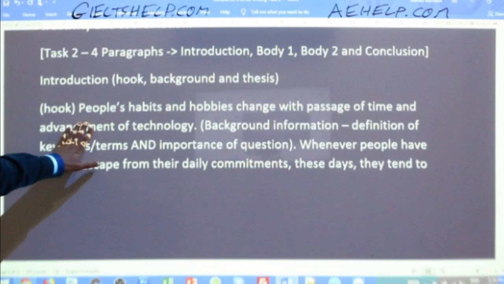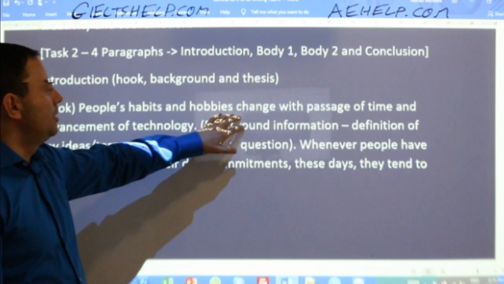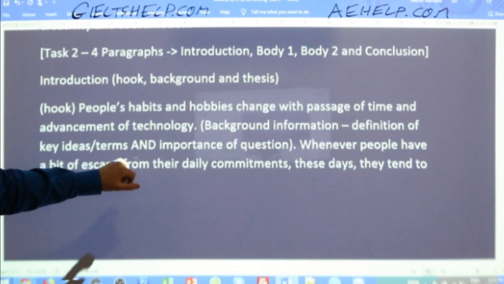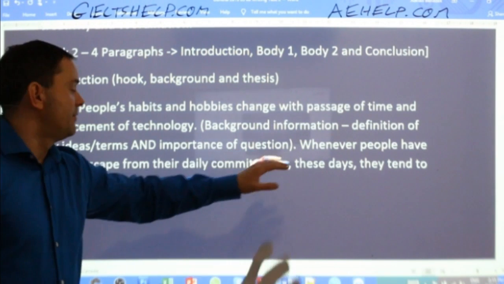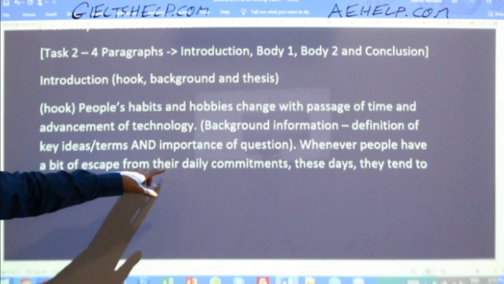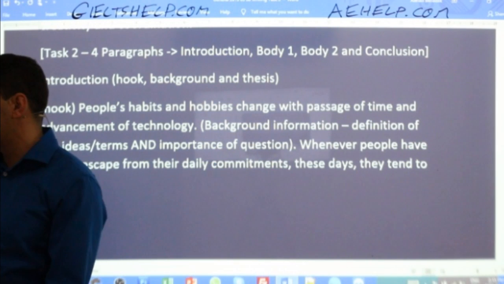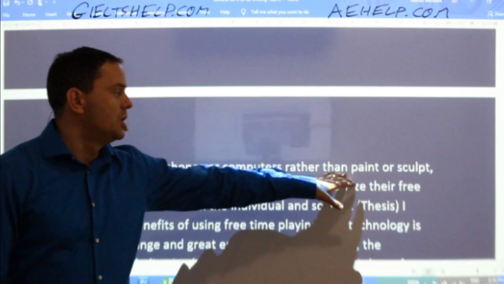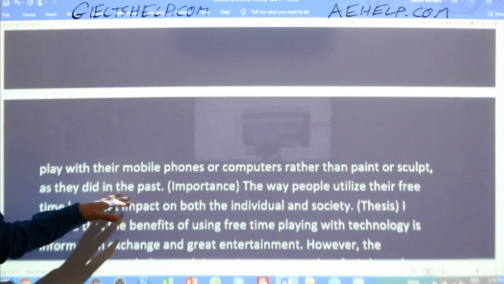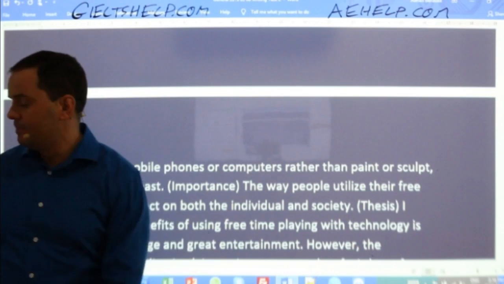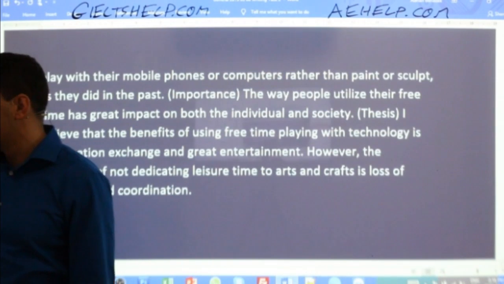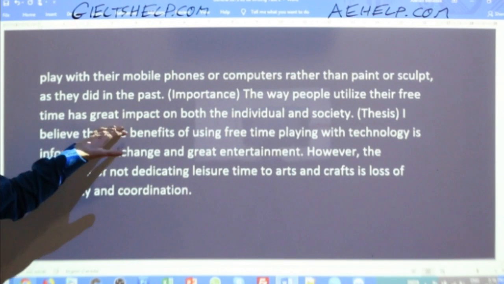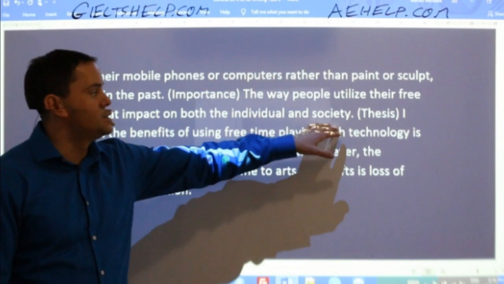This is the introductory paragraph. People's habits and hobbies change with passage of time and advancement of technology. Whenever people have a bit of escape from their daily commitments these days, they tend to play with their mobile phones or computers rather than paint or sculpt as they did in the past. The way people utilize their free time has a great impact on both the individual and society.